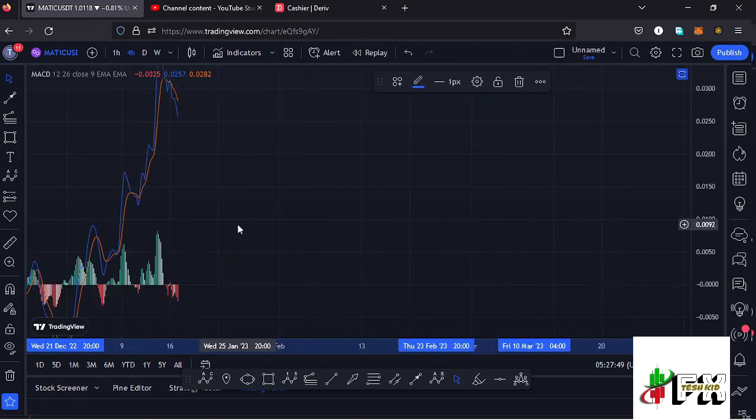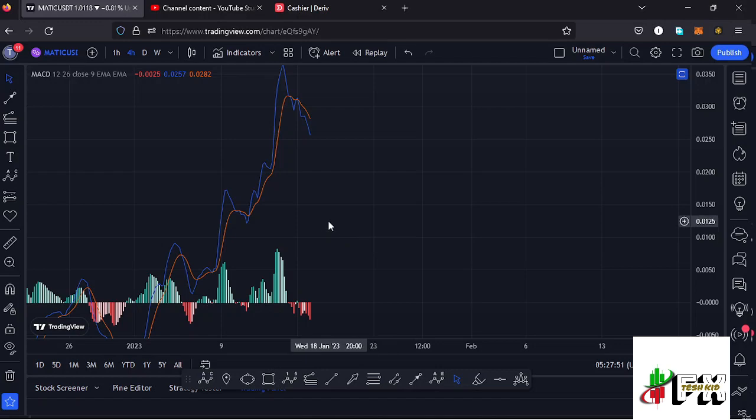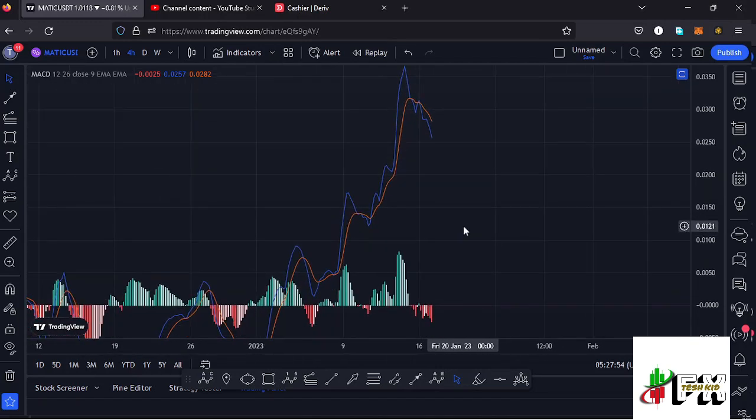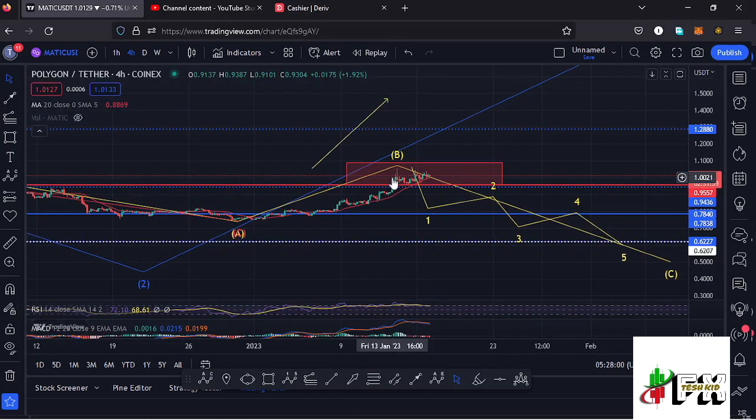Also taking a look at the MACD, we have printed a bearish cross, meaning lower prices are coming our way, and we're also seeing an increase in the selling momentum, meaning lower prices are coming our way. So let's be patient and see how that plays out, and I'll keep you updated.